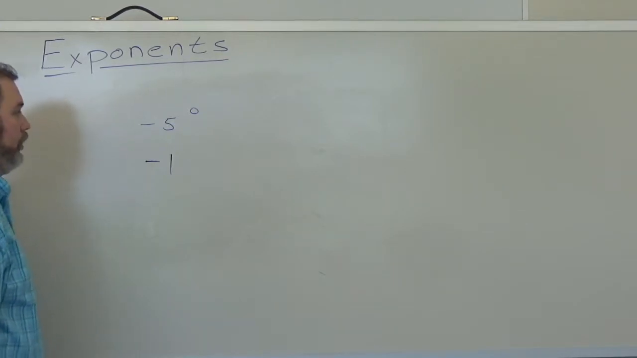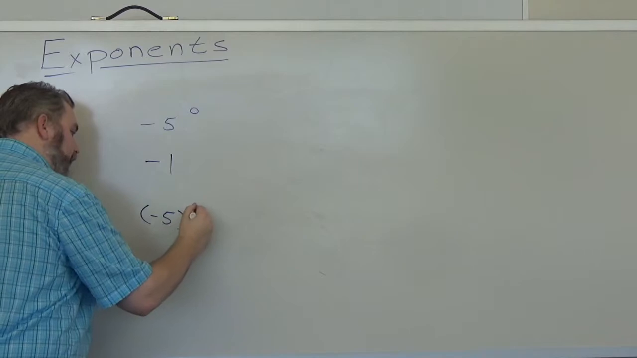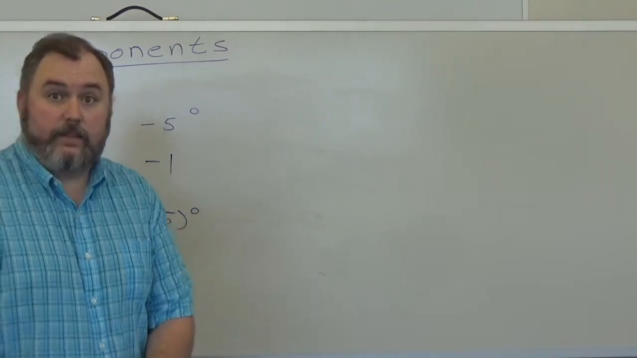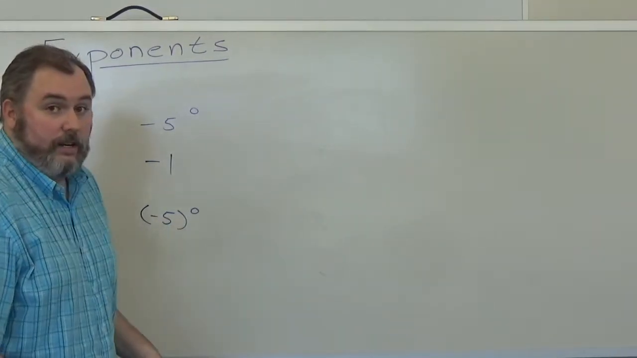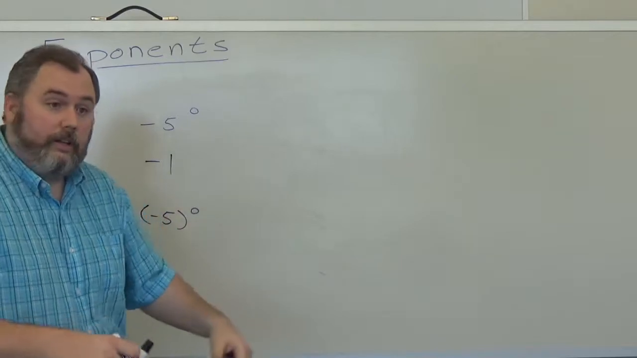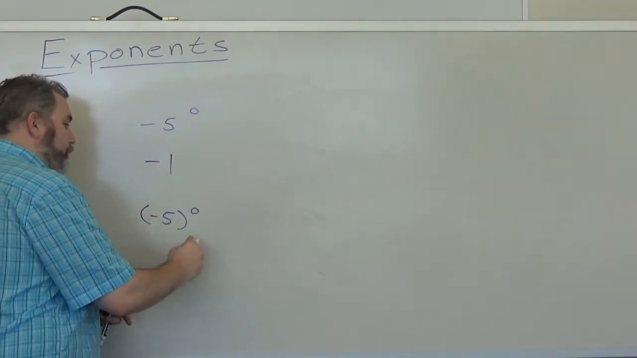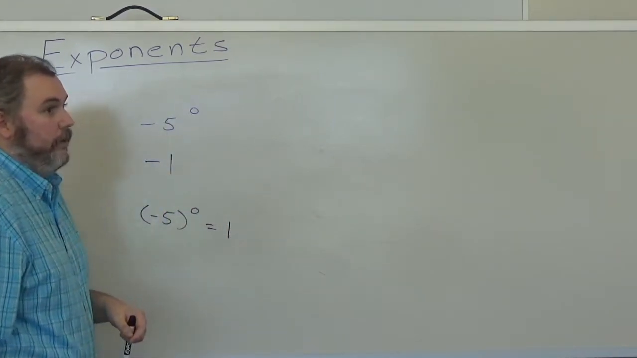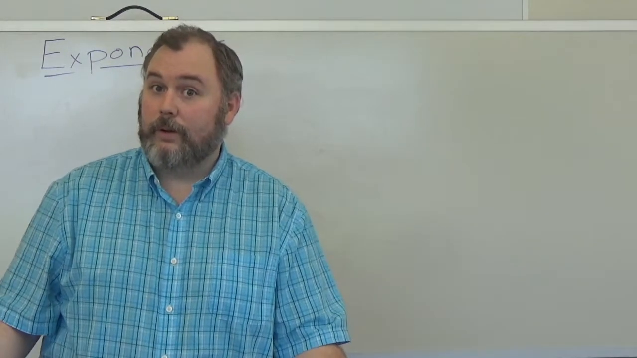However, if it was written with parentheses, it means that everything inside that parentheses is being raised to the 0. So that negative is being raised to the 0, so it's technically a 1. The 5 becomes a 1. So the answer for this is 1. Notice the difference between the two. Don't believe me, put it in your calculator and you'll see what's going on.